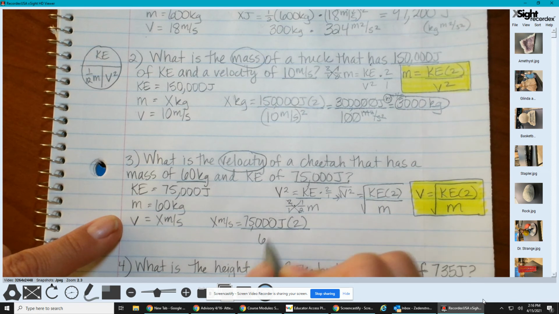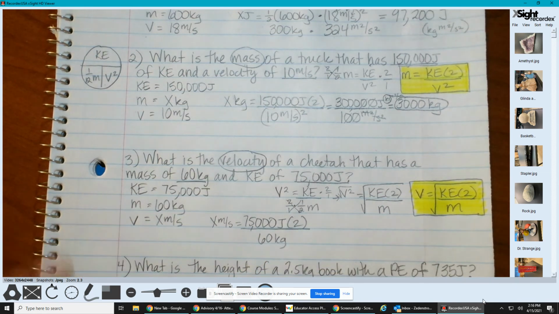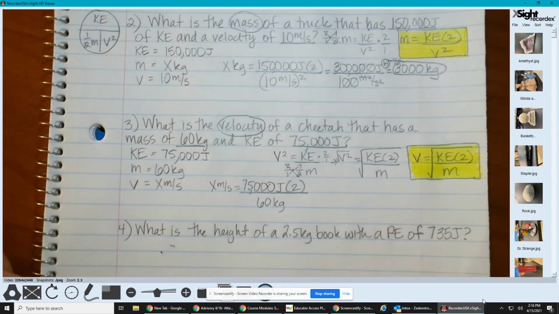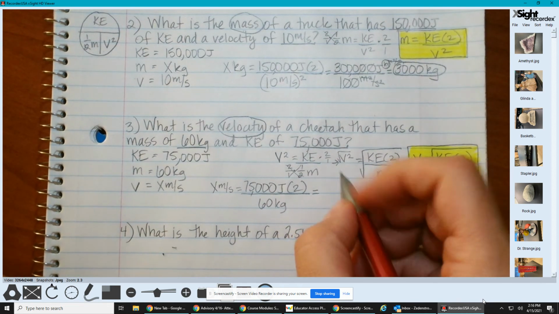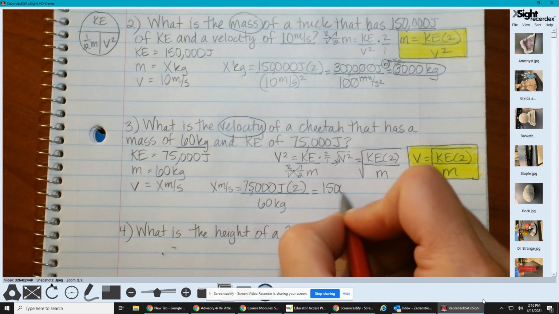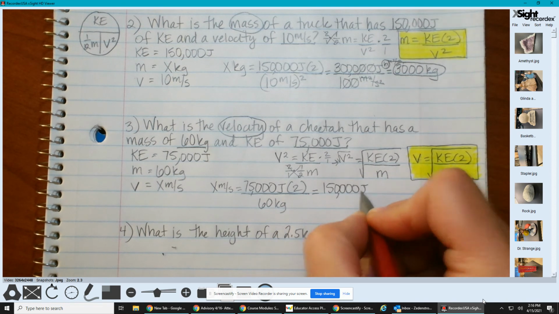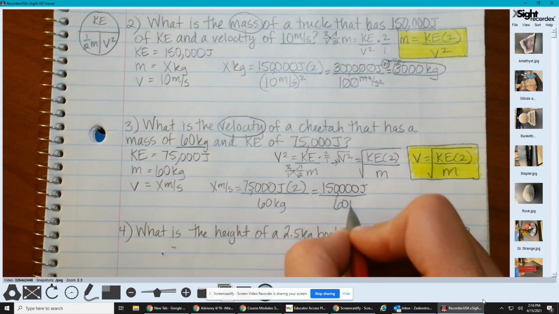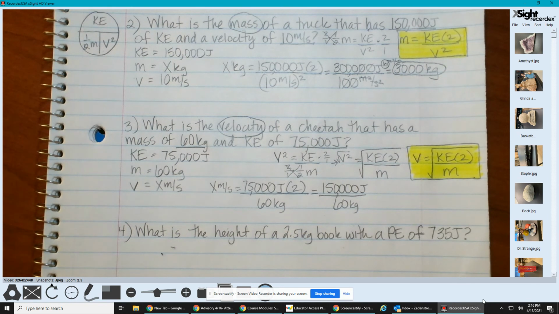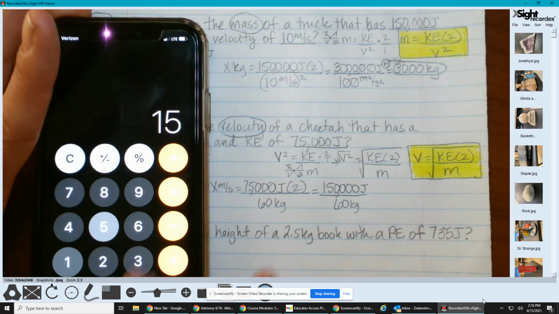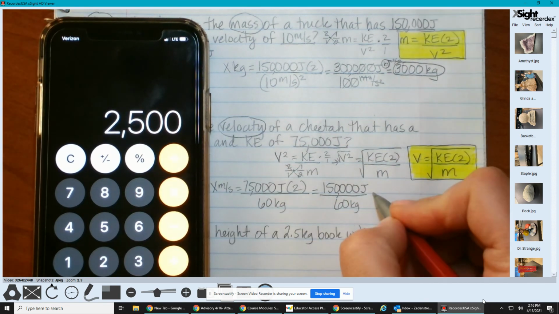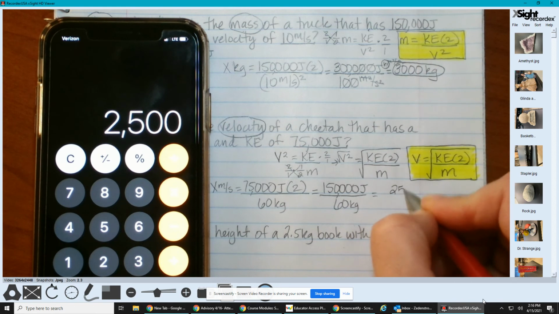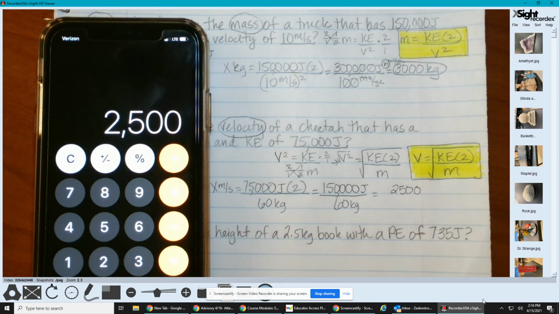I already got rid of the half, so I don't have to worry about that. That's great. So now I multiply 75 by 2, because that's everything on the top that has to be solved, which I know 75,000 times 2 is 150,000 joules. Dividing that by my mass, since there was nothing to do on the bottom, I just bring over my mass. So I'm going to start with doing the numbers. 150,000 divided by 60 equals 2,500.